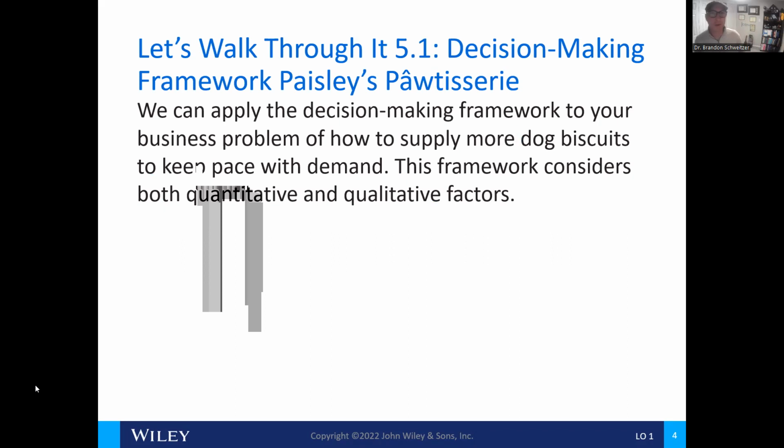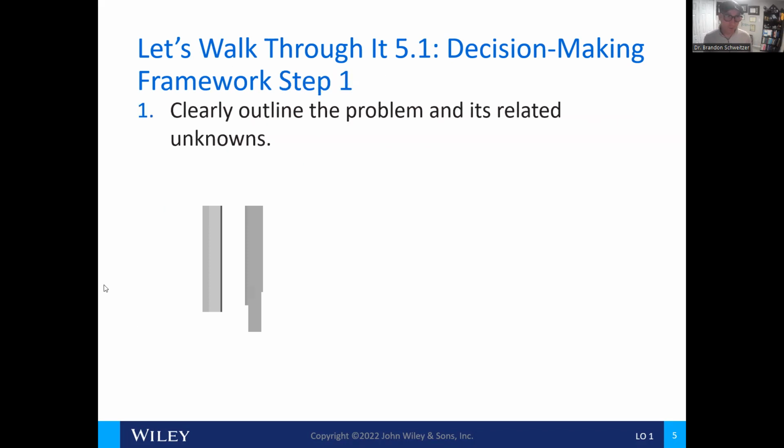And looking at the decision-making framework, we can apply that framework to the business problem that we're trying to solve, and how to supply more dog biscuits, using our earlier example, to keep up with demand. This framework considers both quantitative and qualitative factors.